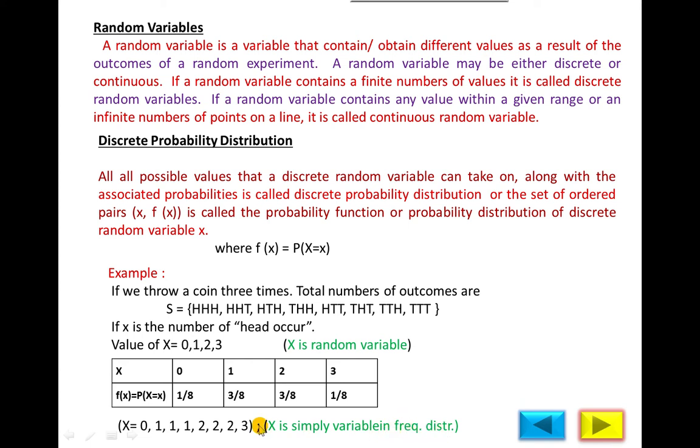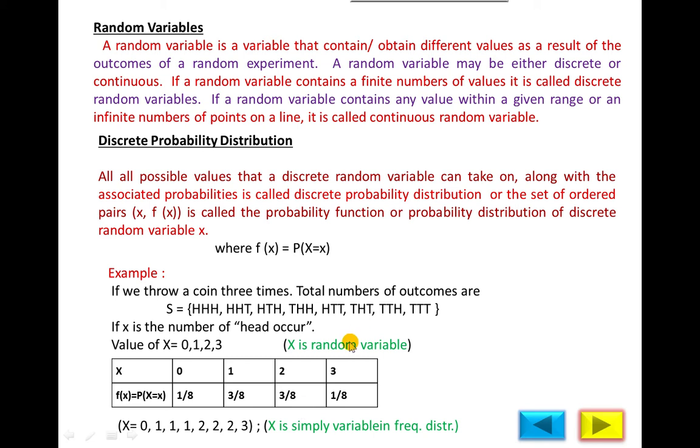If you represent 0, 1, 2, 3 with frequencies 1, 3, 3, 1 in the frequency column, this is the relative frequency. If you represent the values of X with frequencies in the form of a group, it is called a frequency table or frequency distribution table, because in a frequency distribution table we distribute the frequencies. In a probability distribution table we distribute the probabilities. The sum of the probabilities is always equal to 1. If you add all these values, it will be equal to 8 upon 8 equal to 1. So this is the difference between a variable and a random variable.